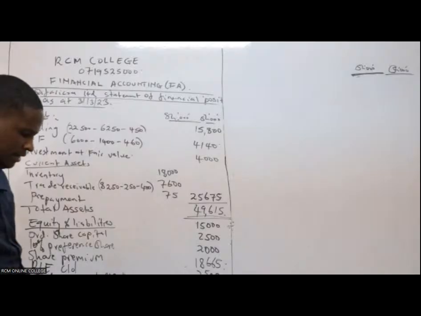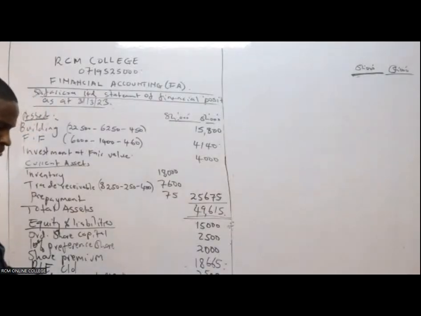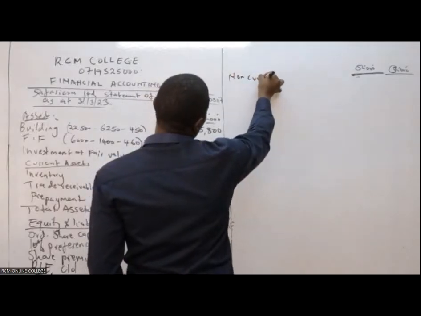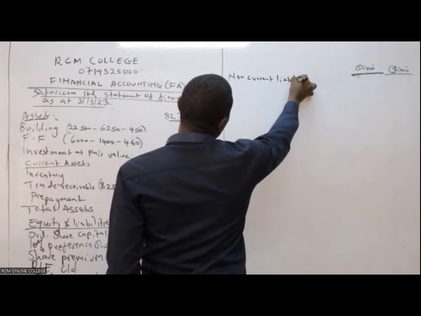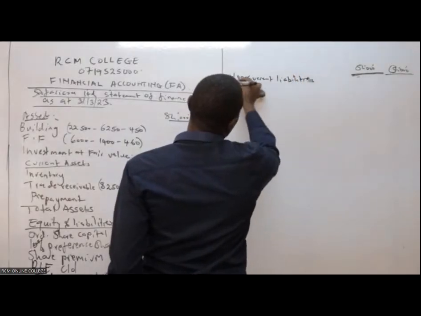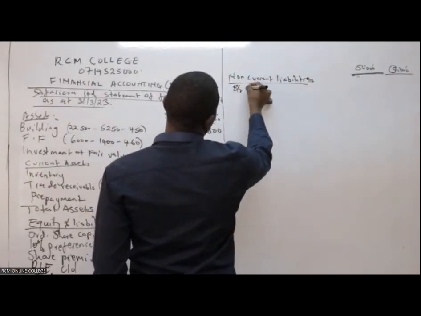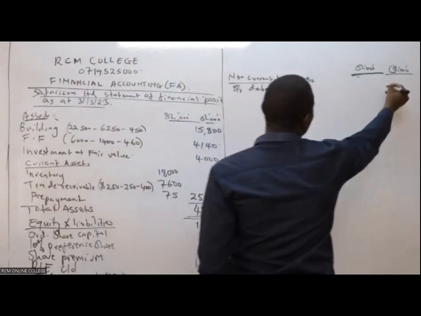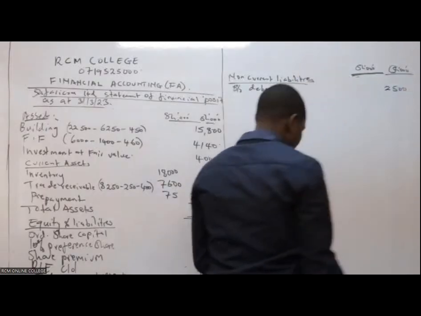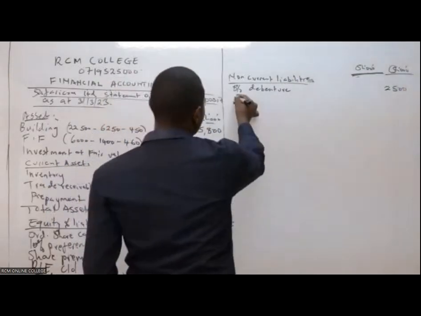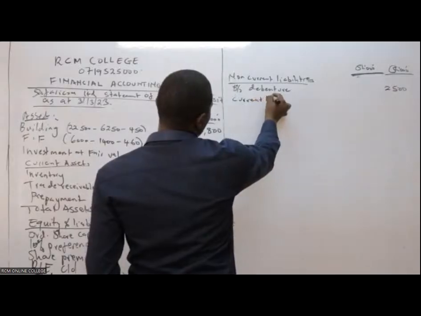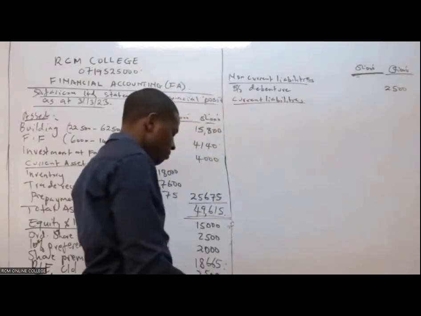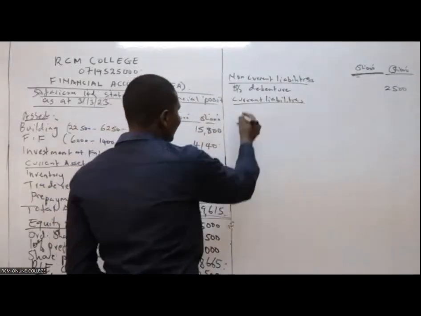Now we have non-current liability, which is 8% debenture. It was 2,500. Then we go to the current liabilities. We are finishing the current liabilities. I hope you know these: trade payable, accrued admin.